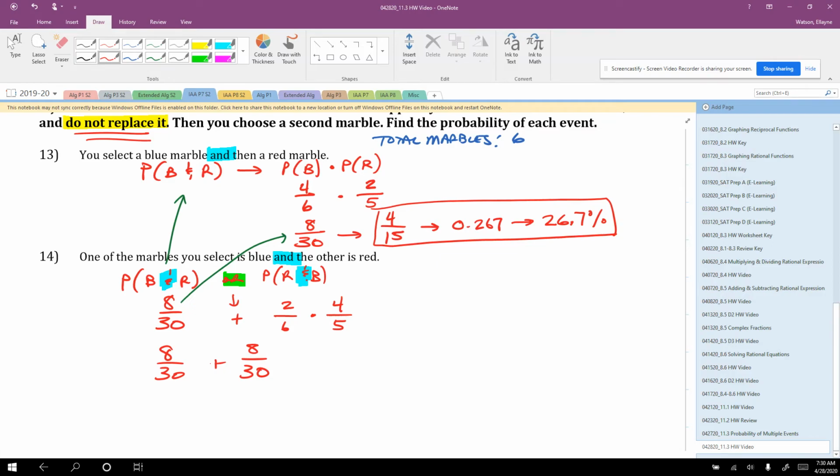All right, so go ahead and simplify this out. You're going to get 16 over 30, which reduces to 8 over 15. As a decimal, 0.533. So as a percentage, 53.3%. Right? So whether it becomes blue, you pick a blue and then red, or a red and then blue.